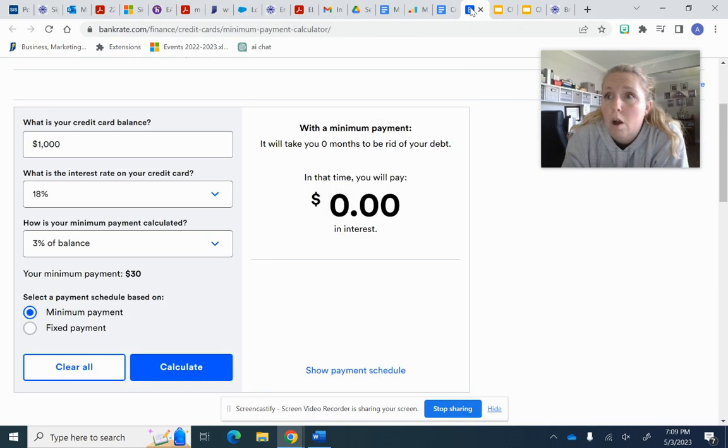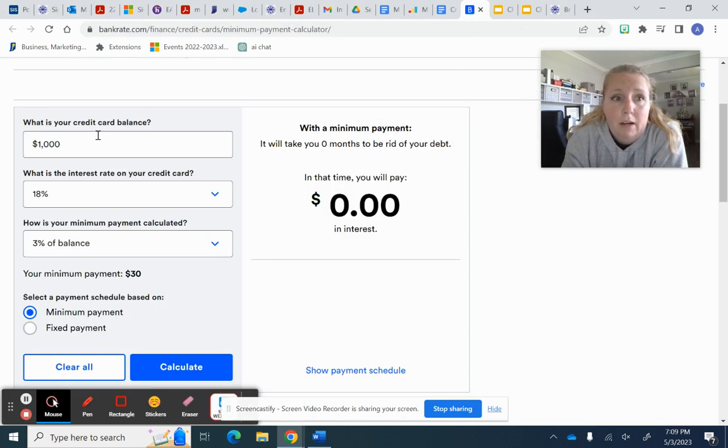On our minimum payment calculator, we're going to go with a $1,000 credit card balance. We're going to put in the interest rate, which I said was 18%, and we're paying off 3% as our minimum payments. When I hit calculate, it is going to give us some information.